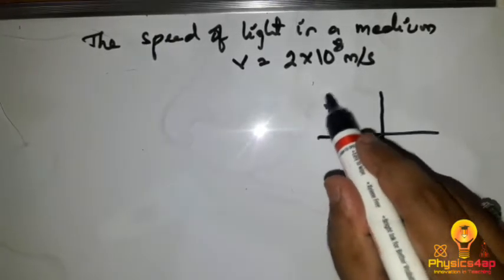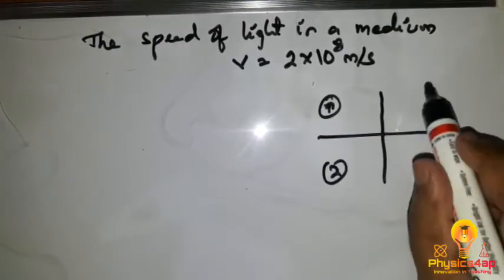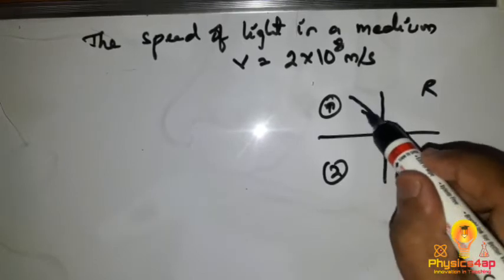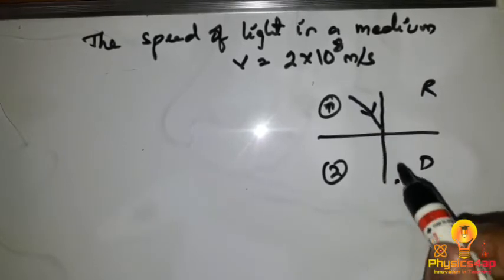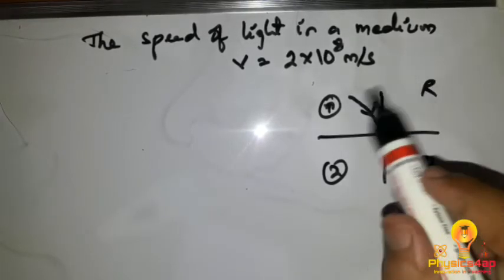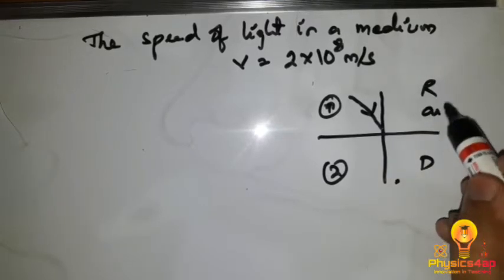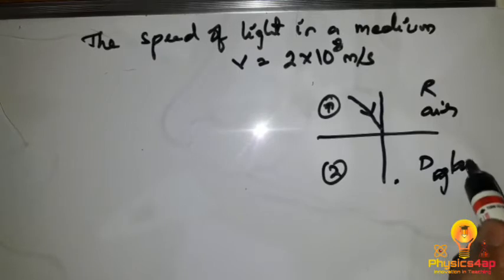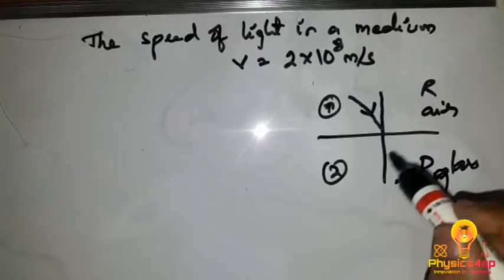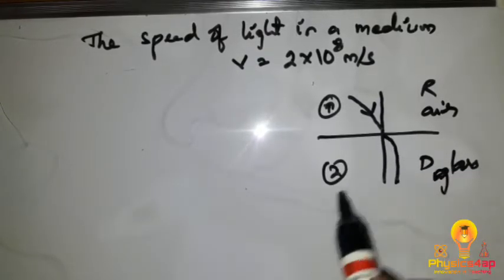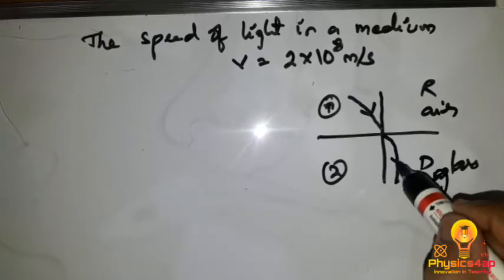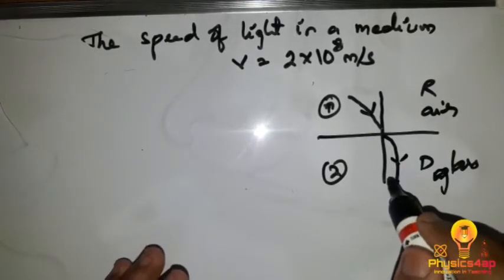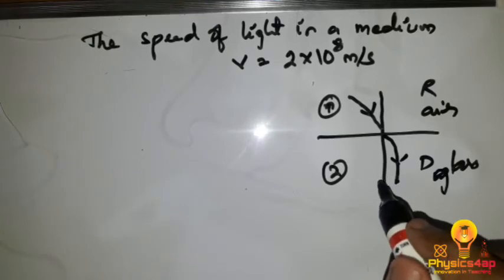Consider this as the first medium and this as the second medium, which is the rarer and the denser. Now we have to find out the speed of light in this second medium here. As this is the rarer medium, that is obviously air, and this is considered to be glass. Let us take it as glass. As it bends towards the normal, we have to find out the refractive index of this particular denser medium.